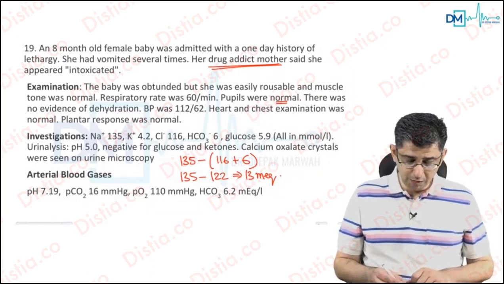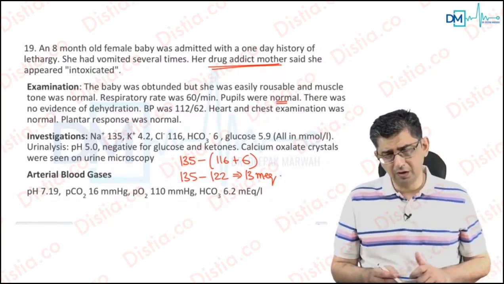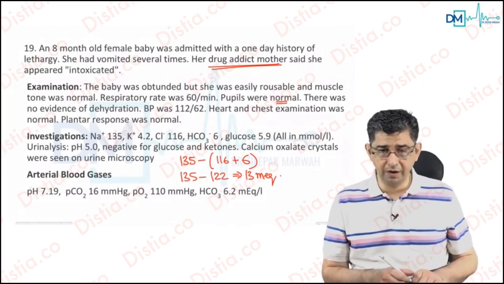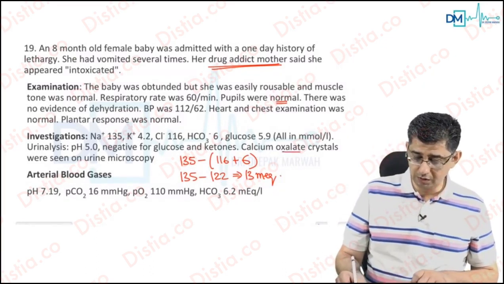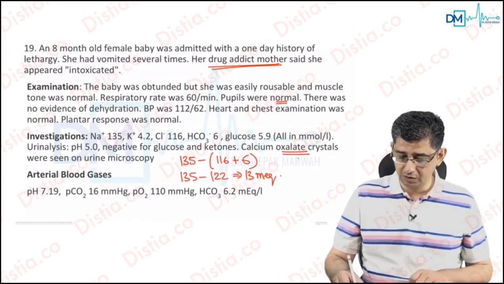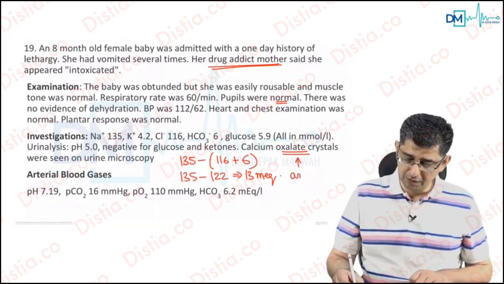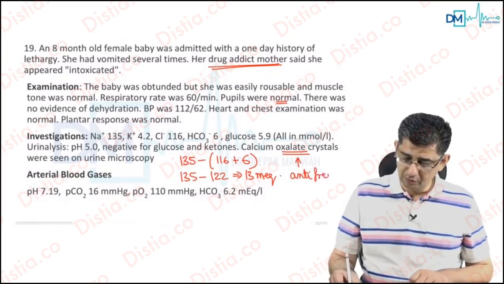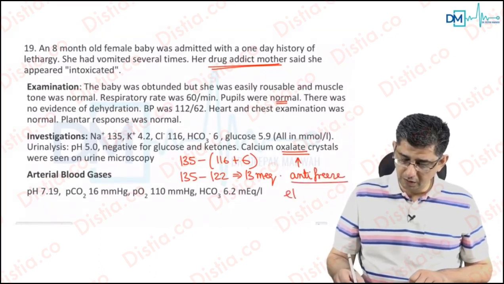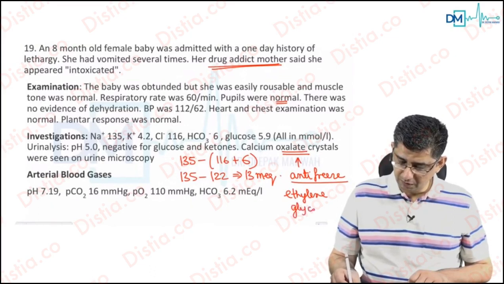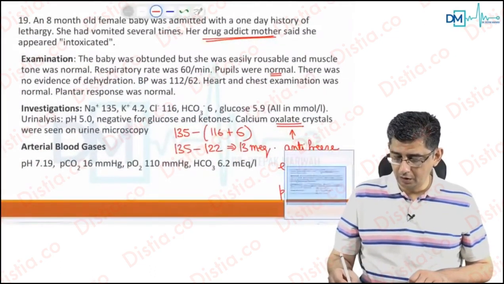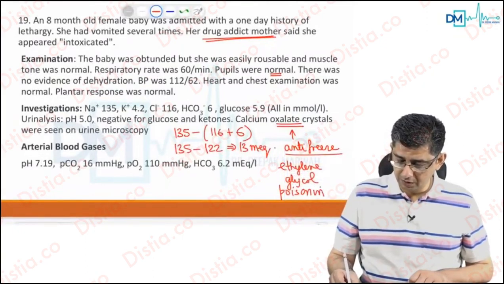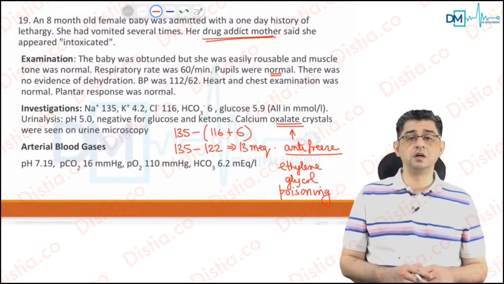In the urine analysis, pH is 5, okay, acidotic. Maybe the child could have been fed. Negative for glucose and ketones, so no ketoacidosis. Calcium oxalate crystals give you a clear hint that this is probably antifreeze ingestion. Antifreeze would be ethylene glycol poisoning in the patient. So remember that ethylene glycol poisoning is a manifestation that is encountered with antifreeze.